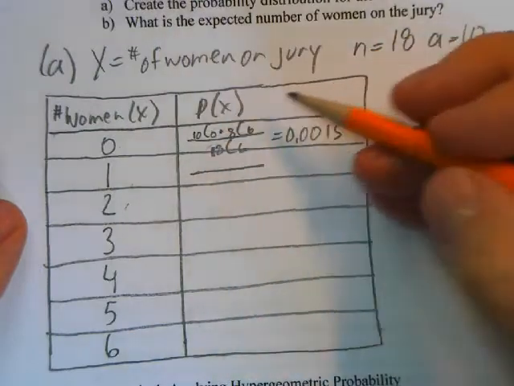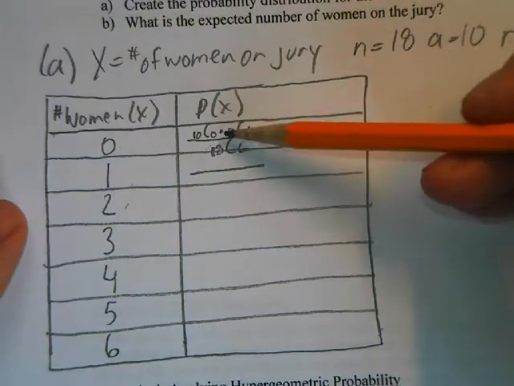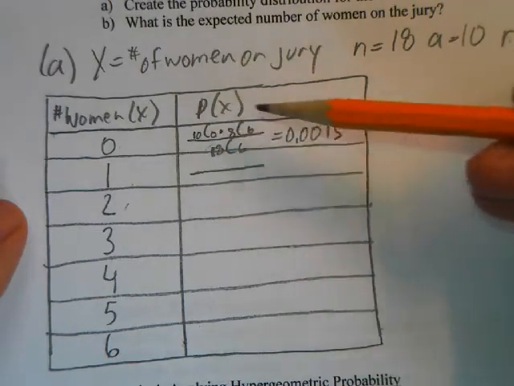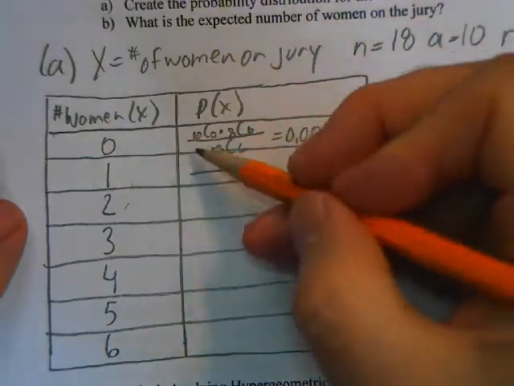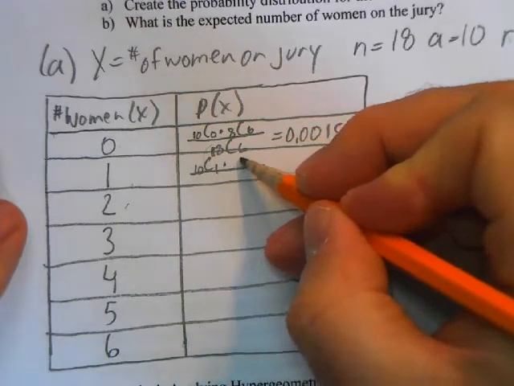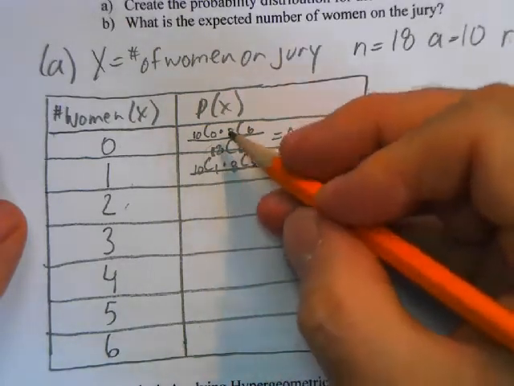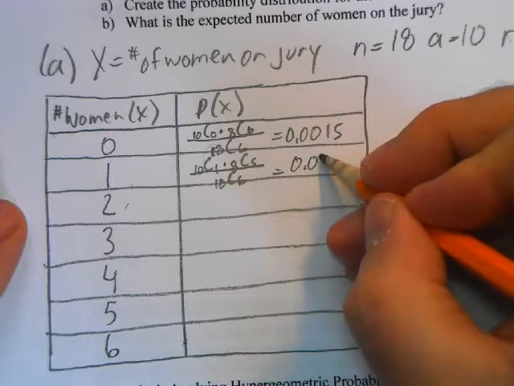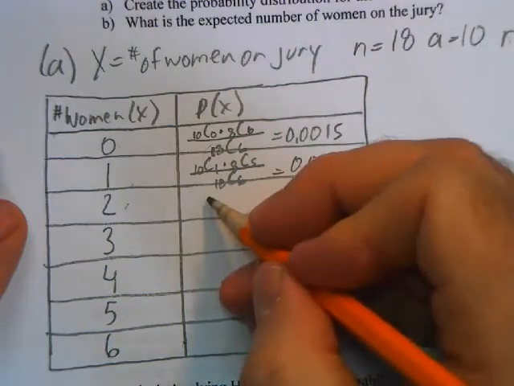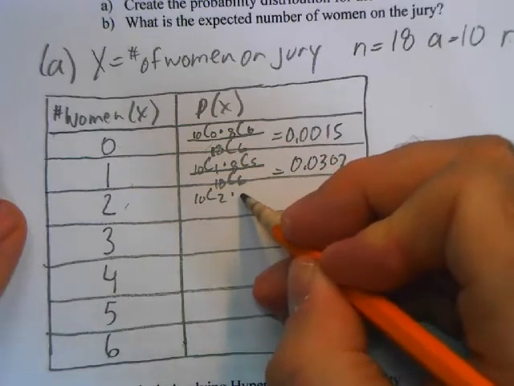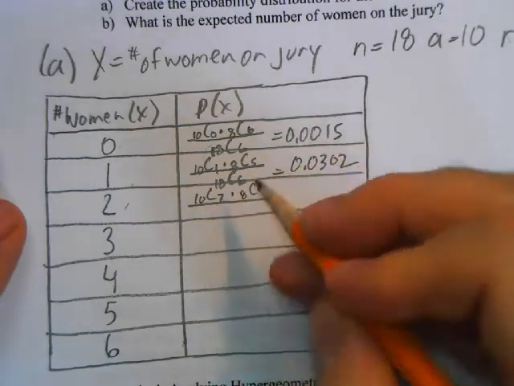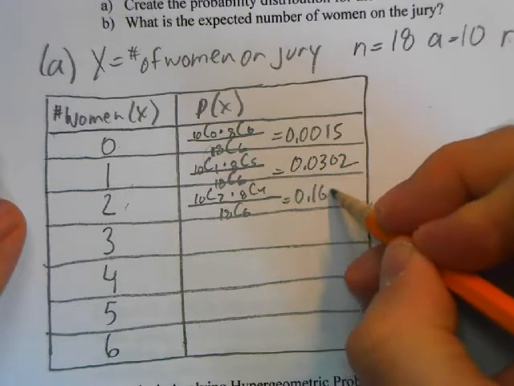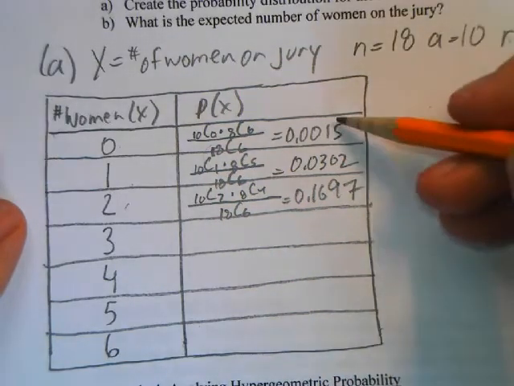Okay, for 1 woman, we just remember from the last example, we're going to increase the 0 to 1, we're going to decrease the 6 to 5, because we're adding a woman, we're taking away a man. So 10 choose 1 times 8 choose 5 over 18 choose 6. That is equal to 0.0302. Keep going. 10 choose 2 times 8 choose 4. Two women, 4 men, over 18 choose 6. That's equal to 0.1697.